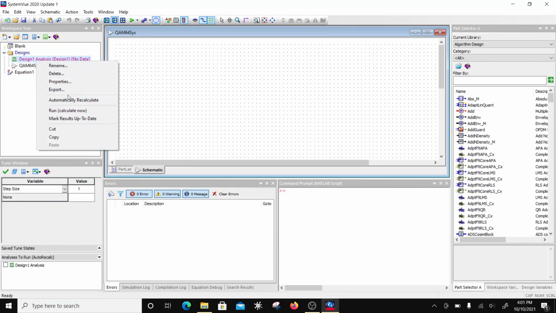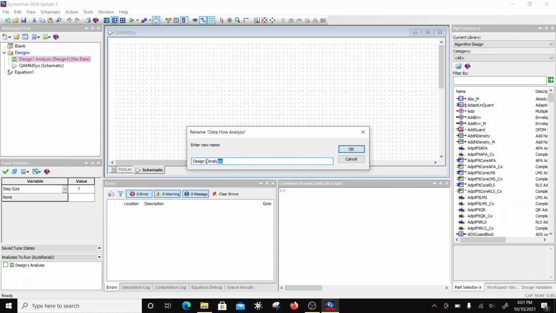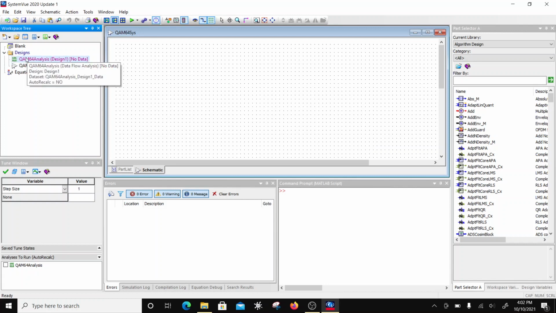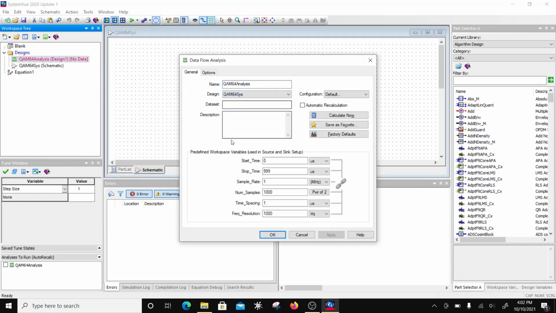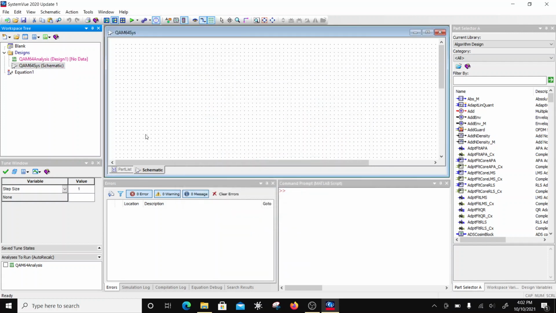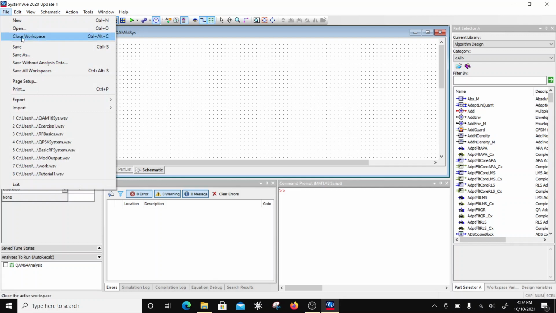And I'm going to similarly rename the data flow controller. This analysis would be the same, QAM 64 analysis, correct? And here I'm going to change the design to reflect the current design. And here I'm going to say the sample rate is 2 megabits per second, and the rest of the things I'm just going to leave the same. Okay, I'm going to save the workspace here.